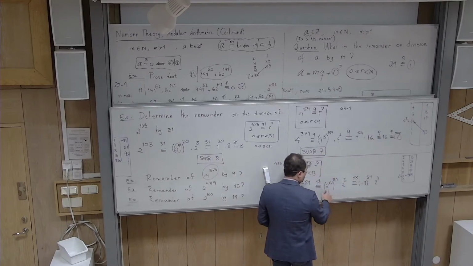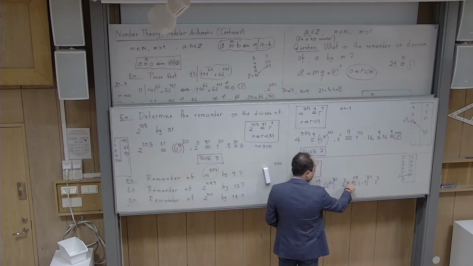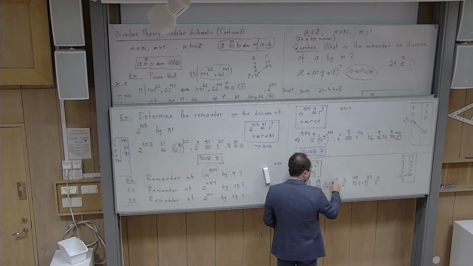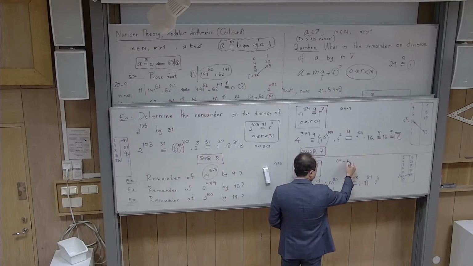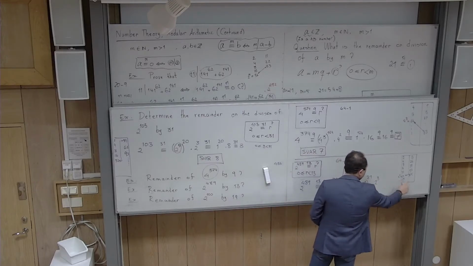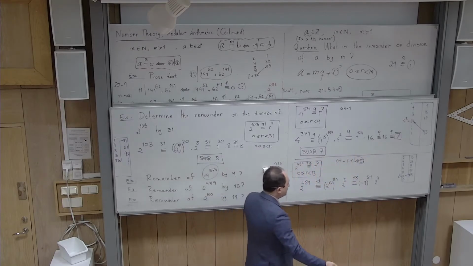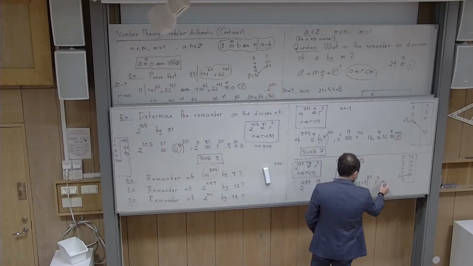I am claiming that 2 to power 6 has this name when it comes to 13. Why? Because 2 to power 6 is 64 minus this number, which is minus 1. It becomes 65, and 65 is a multiple of 13. But then you can continue, because these numbers are so small now that it's very simple in your head.